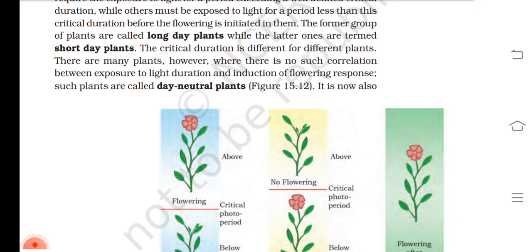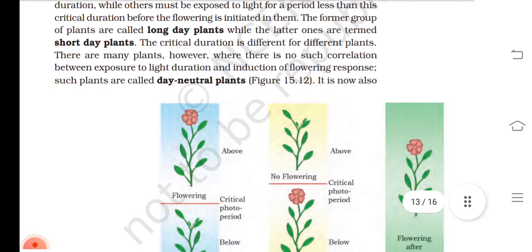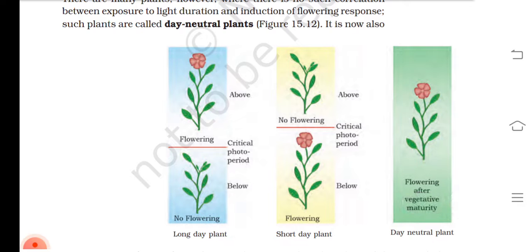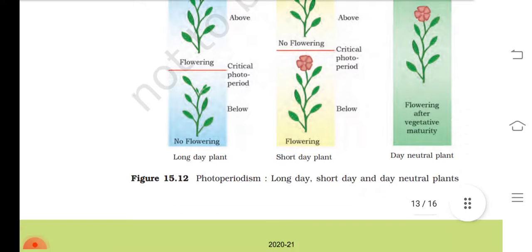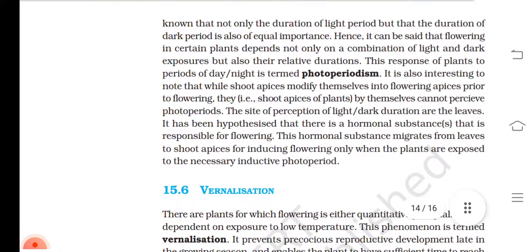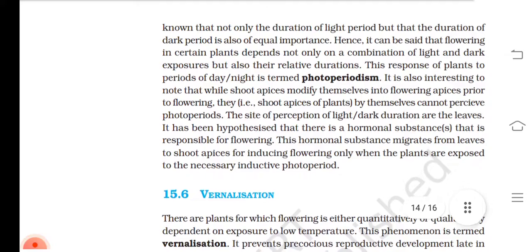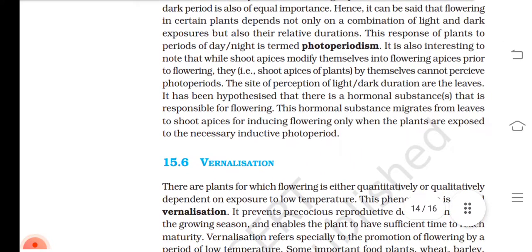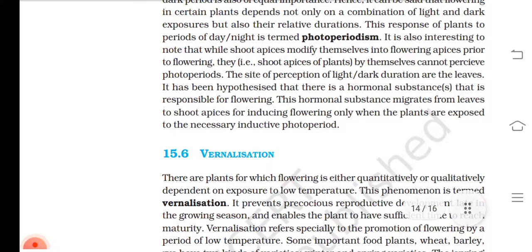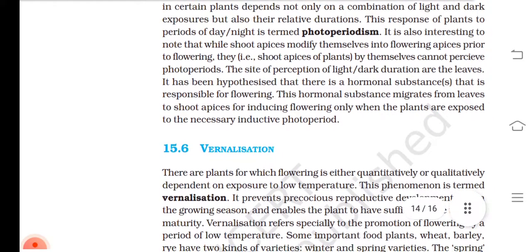There are many plants, however, where there is no such correlation between exposure to light duration and induction of flowering response. Such plants are called neutral plants, as given in figure 15.12. It is now also known that not only the duration of light period but also the duration of the dark period is of equal importance. Hence it can be said that flowering in certain plants depends not only on a combination of light and dark exposure but also their relative duration. This response of plants to periods of day and night is termed photoperiodism.